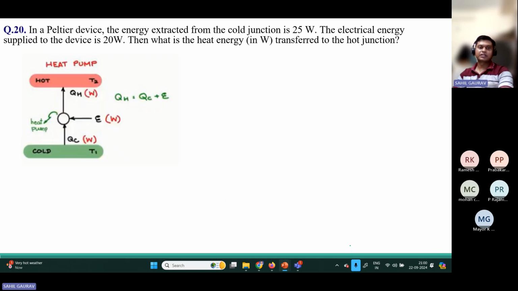Now coming to the next part. This is very simple. The energy absorbed at the cold junction is 25 watt and the electrical energy supplied is 20 watt. So what is the heat transferred to the hot junction? PH is equal to QC plus E. So it will be 45 watt.